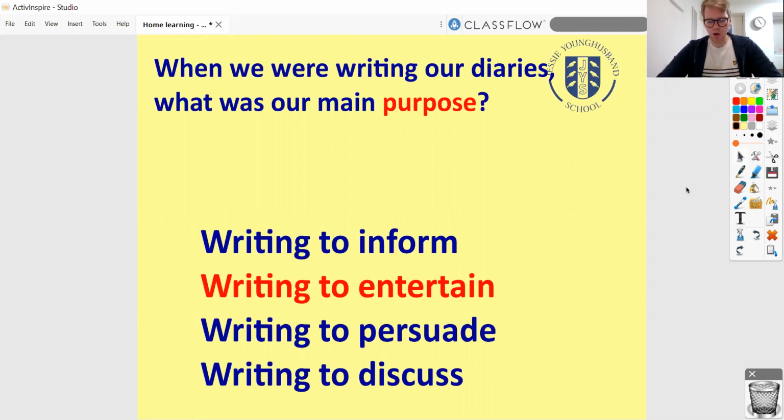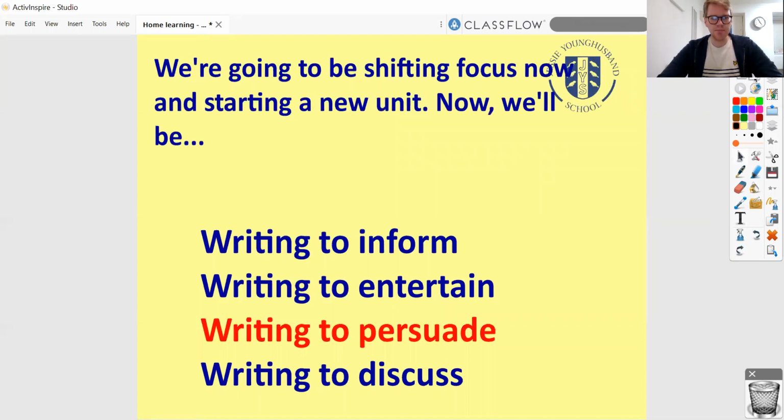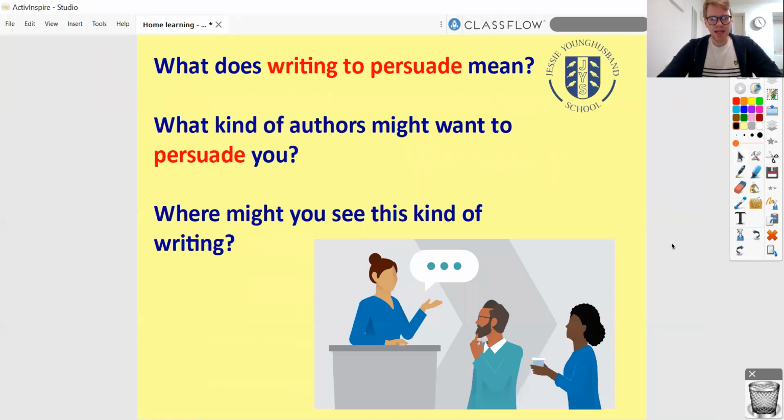So as authors, we're no longer intending just to entertain our audience and our readers. What we're going to be aiming to do in this unit, we're shifting focus, and now we're going to be writing to persuade. Now, hopefully that's a term that you'll be at least partly familiar with. Hopefully that'll ring a few bells. Don't worry too much if you can't remember exactly what it means at this stage. But let's try to recap what we do already know.